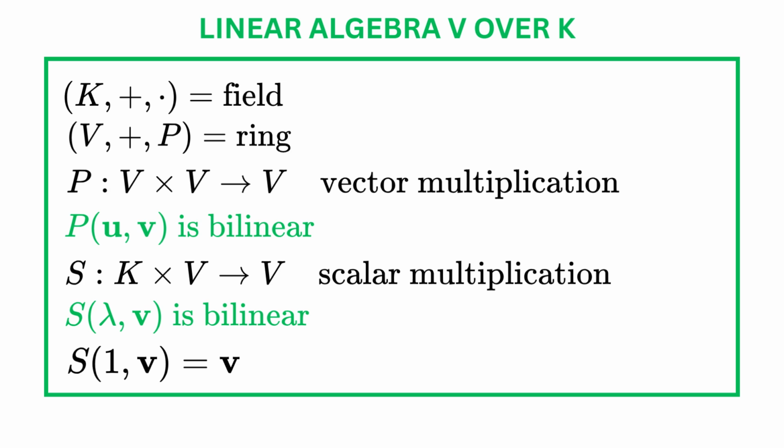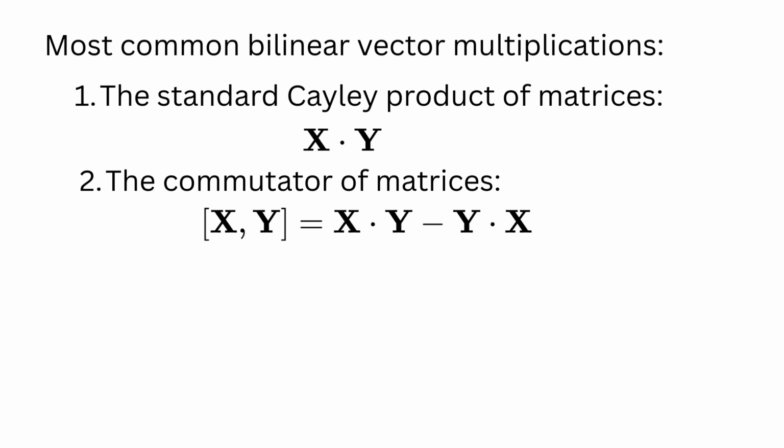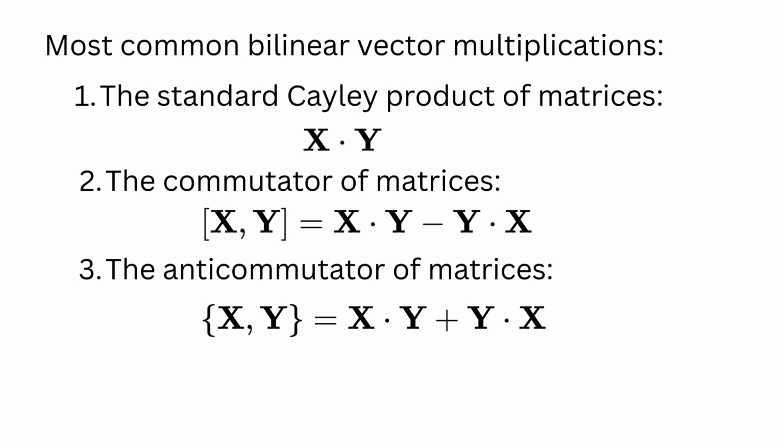The most common multiplicative bilinear operations for linear algebras are: 1. The standard Cayley product of matrices. All standard textbooks entitled Linear Algebra study the algebra of matrices based on this operation. 2. The commutator of two matrices. The resulting algebra belongs to the so-called Lie algebras. Lie algebras underlie all physics. 3. The anticommutator of two matrices. The resulting algebra belongs to the so-called Jordan algebras.